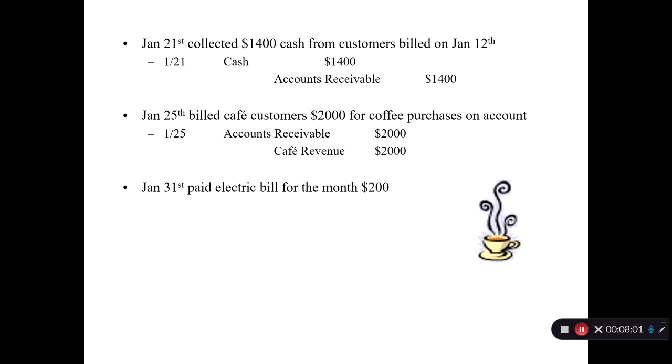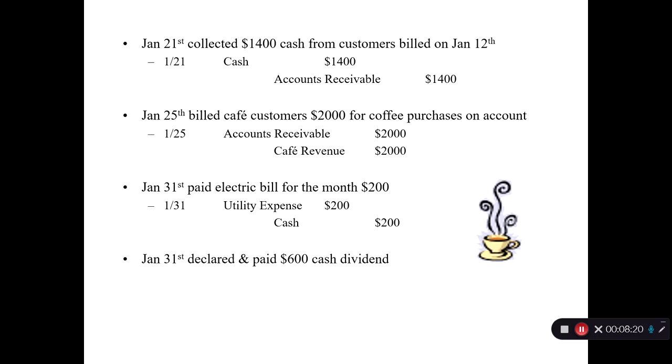January 31st, paid electric bill for the month, $200. Here is an expense, right? Utilities expense. We're going to increase utilities expense $200 by making a debit. We see the word paid, so we know cash is going down. We're going to credit cash.